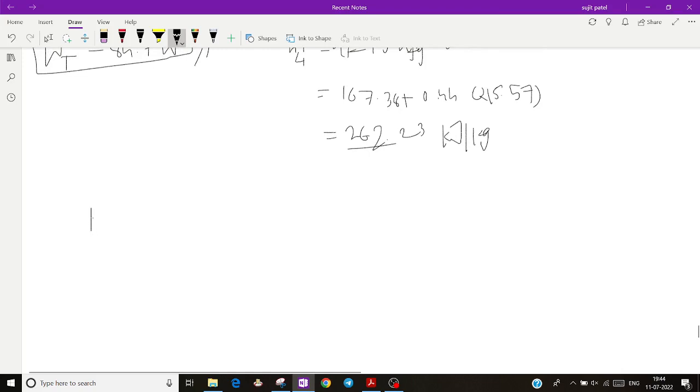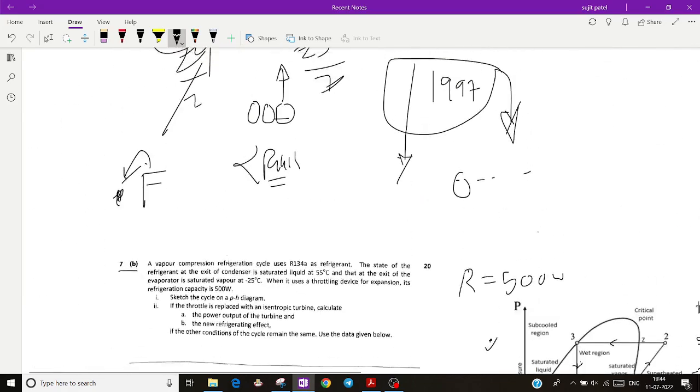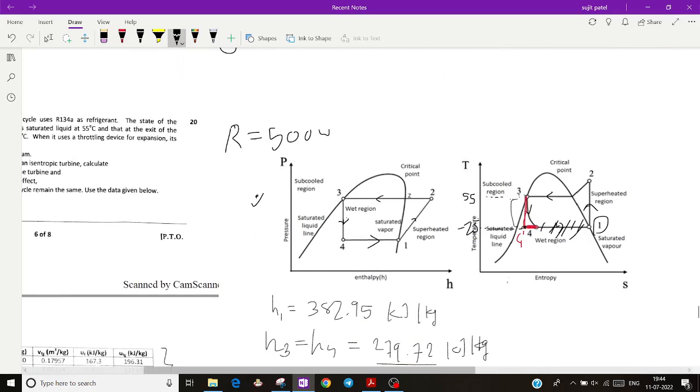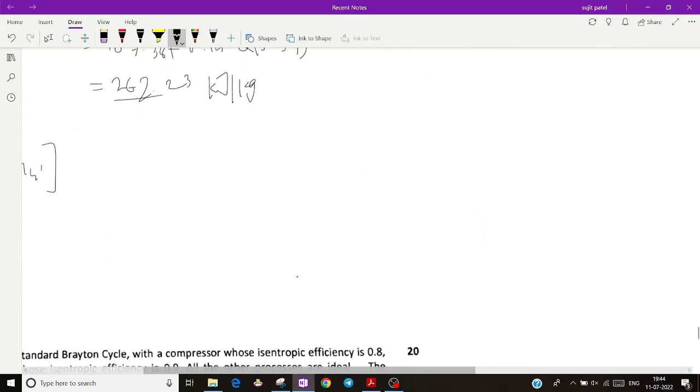Now the new refrigeration effect. Refrigeration effect new, Rn, will be what? Mass flow rate into H1 minus H4 dash. How? Because in the TS diagram, as you can see, this new added region as well as this old region together is the refrigeration effect. That means the heat added in the evaporator section.